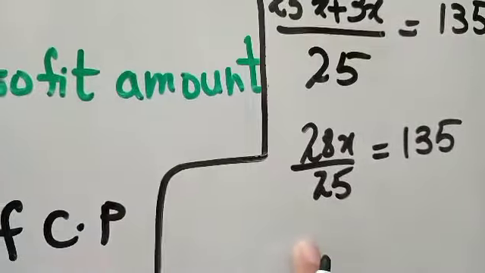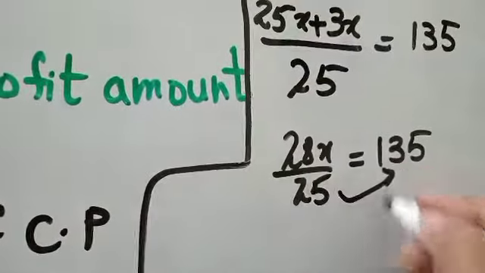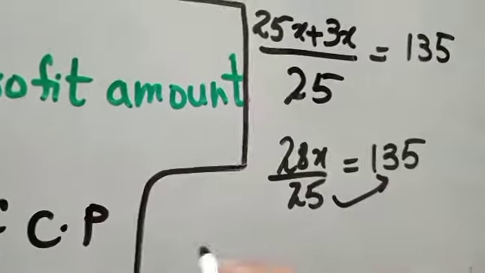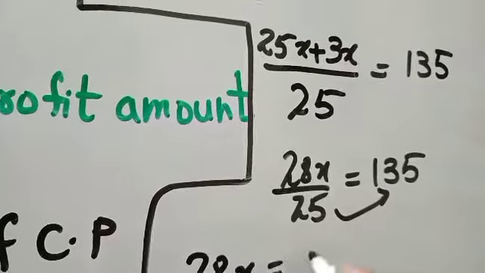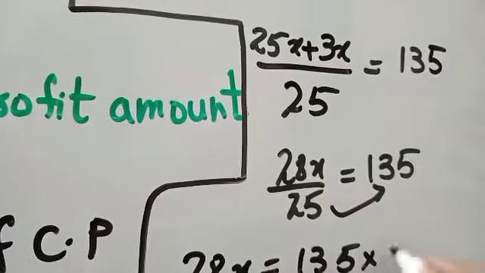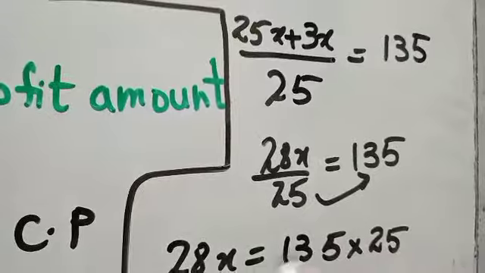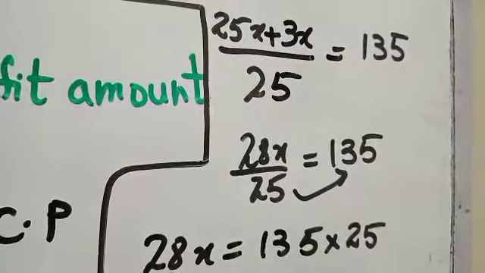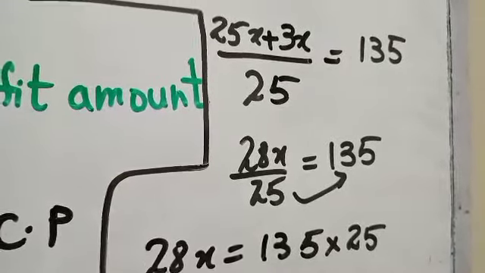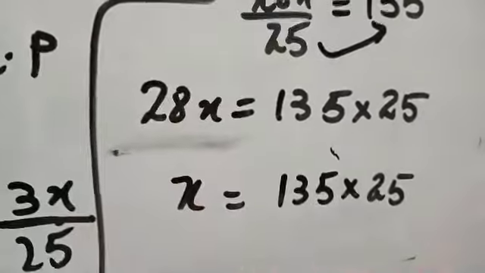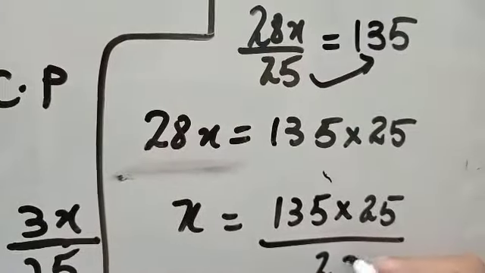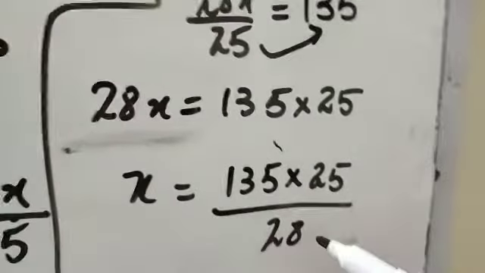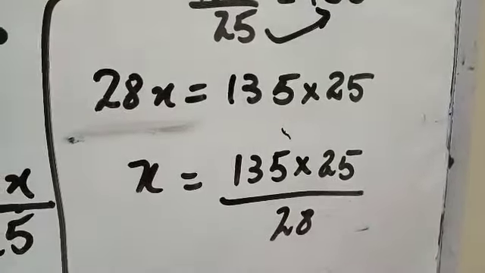Here it is multiplying with X, 25. Here it is dividing. When I will shift it after equal to, it will multiply. Sorry. X is equal to 135 multiplied by 25. Here it was multiplying, and when I will shift it after equal to, it will divide. Now check the values: 25 and 28, do they go in the same times table or not?